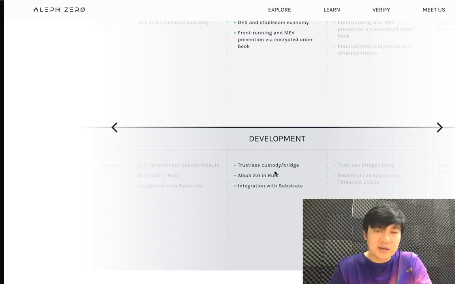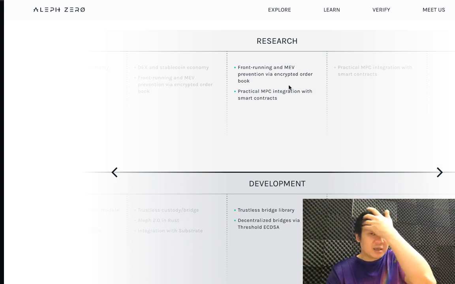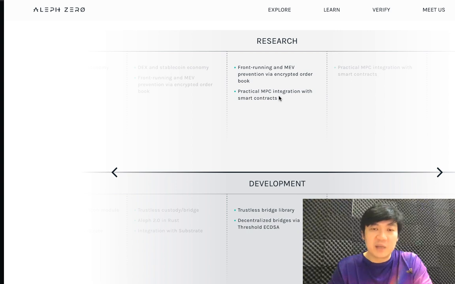Now, of course, one of the other things that you need to have, being basically a separate chain from Ethereum, is a bridge to Ethereum, because all that liquidity is still on Ethereum, right? So on the third quarter, they're going to start practical MPC integration, which is the privacy part with smart contract, and they're going to continue that research. So it looks like, when it comes to a bridge, having a decentralized bridge is absolutely important. So they plan to do that via threshold ECDSA.